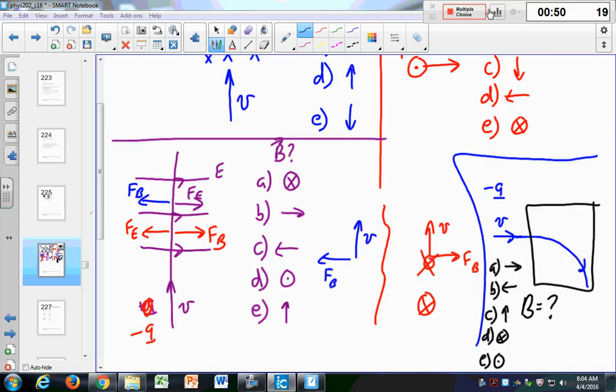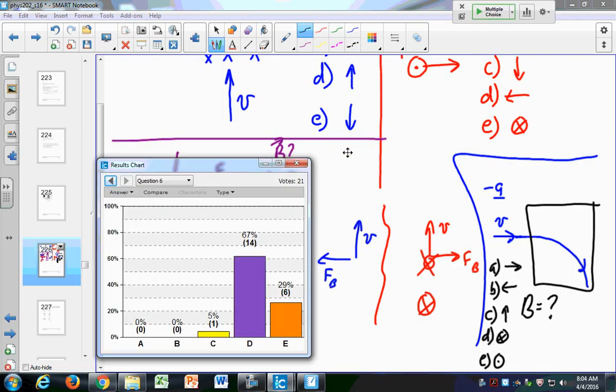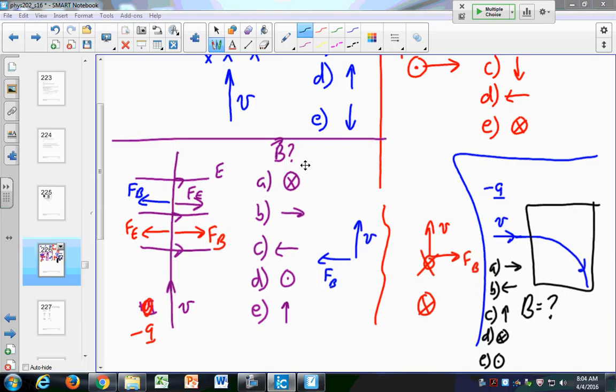All right, stop in 10 seconds, 1 minute. Just a few more seconds. Okay, awesome. B is right. B is to the left.